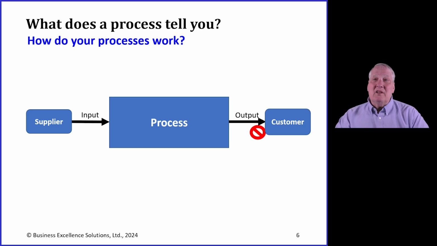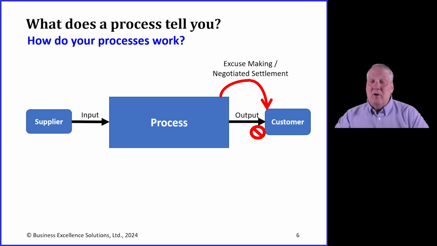Now, if we take a look at this and the customer is rejecting the output, in a legacy system, what we tend to do is get into excuse making and negotiated settlements, or perhaps paying reparations to customers even, or paying penalties. And so we start seeing that's not actually a good way to assure quality because the customer had the bad experience. We didn't stop that from happening.